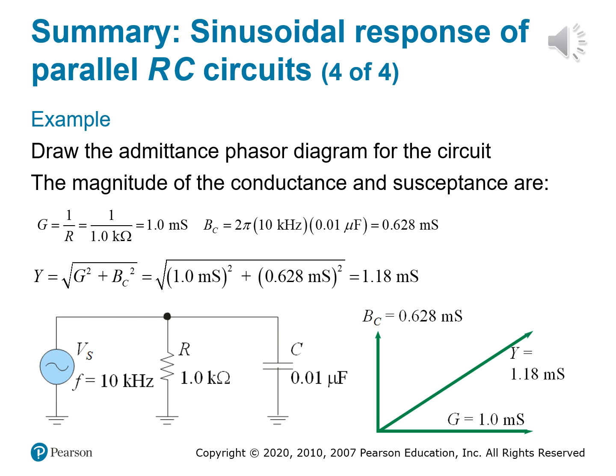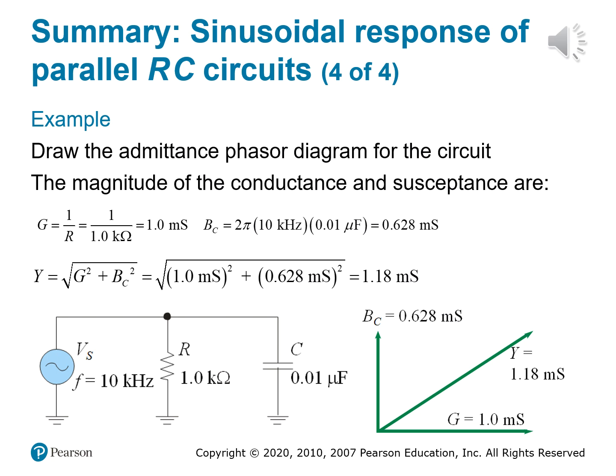Right, let's look at the given values. We're working with a parallel RC circuit. R is equal to 1 kiloohm, C is equal to 0.01 microfarad, and we're given a frequency of 10 kilohertz. So let's calculate the conductance and the capacitive susceptance first.